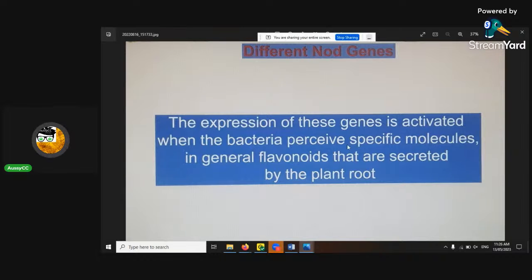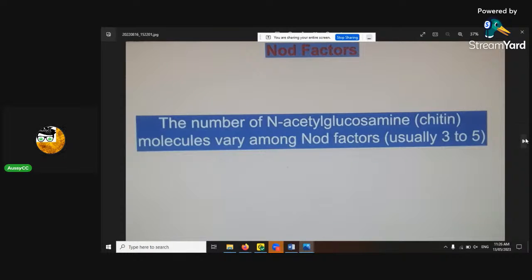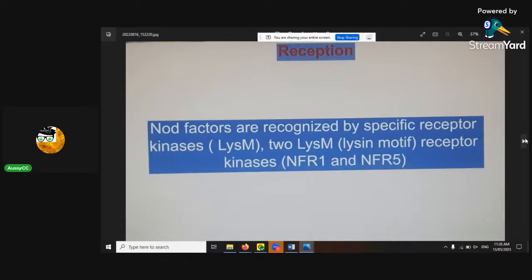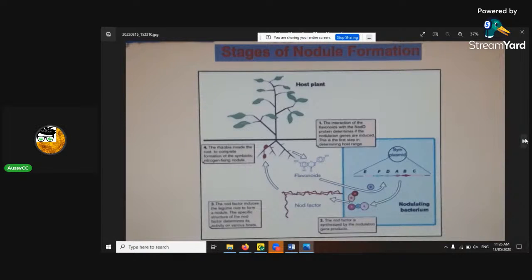So the expression of those bacteria, they're in general flavonoids that are secreted by the roots of the plants. The nod factors get a bit technical. There's three different ones of those, the nod genes. But you don't really want to hear about all that. That's just an example of how the flavones and the flavonoids interact.